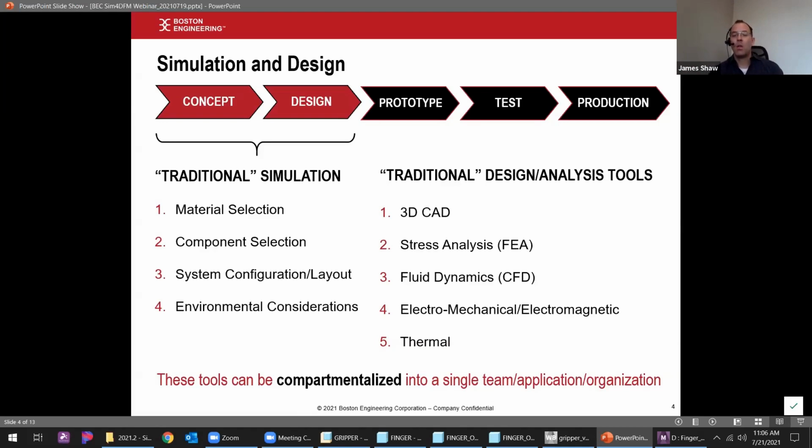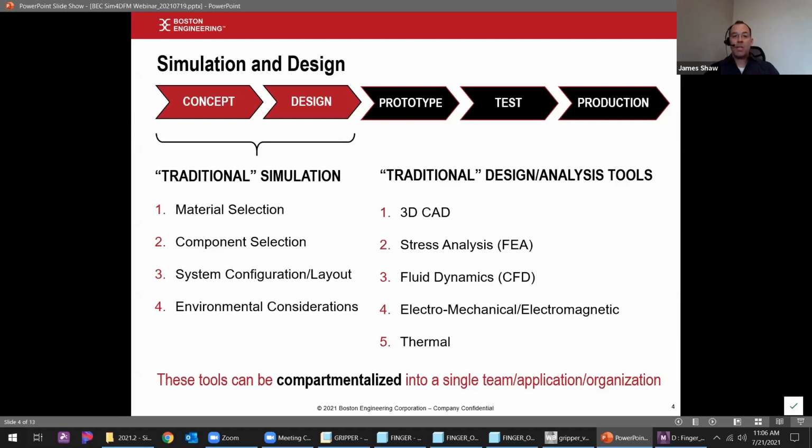The traditional tool set that we might use would be, of course, our language, if you will, of design, 3D CAD, a stress analysis tool, a fluid dynamics tool, and of course, anything within the electrical engineering suite, electromechanical tools like motor design, or electromagnetic like Bluetooth and radar design, high frequency. Of course, heat transfer. I don't want to forget number 5 there, heat transfer.